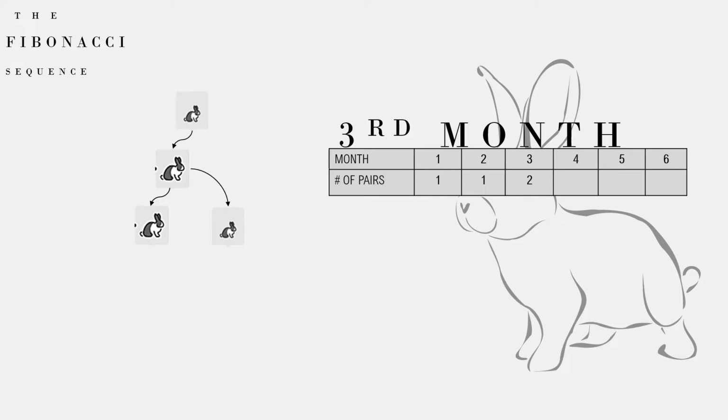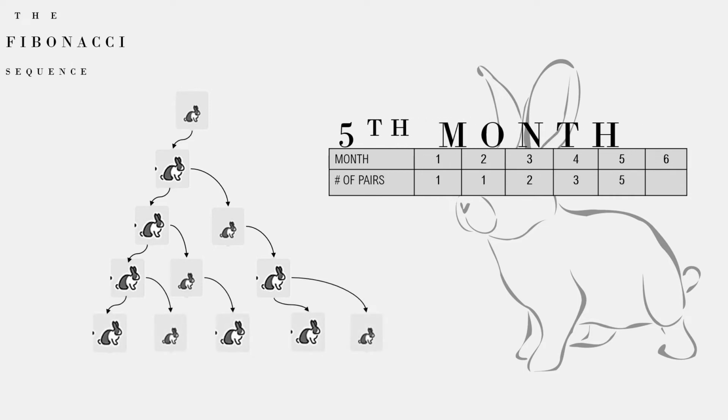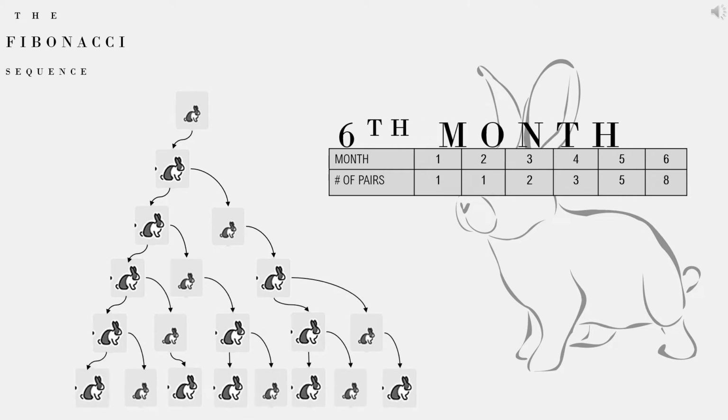The original pair produces another pair of offspring, so at the beginning of the fourth month, we have a total of three pairs: the original pair, their newest offspring, and their first pair of offspring, which are now adults. Two pairs can now mate, and they each produce yet another new pair, giving a total of 5 pairs at the beginning of the fifth month. Now 3 pairs can mate, so after the 3 new pairs of offspring are born, our total moves to 8 pairs.